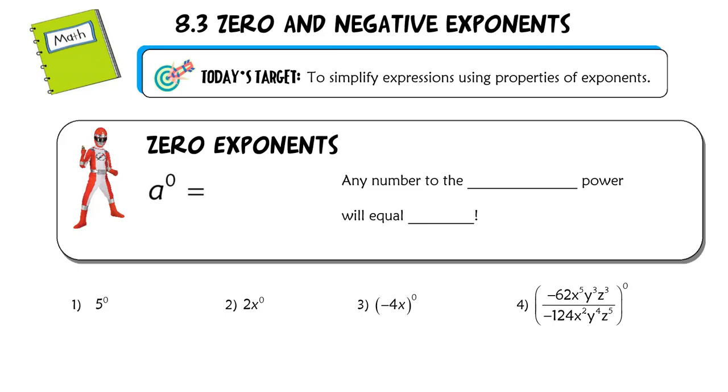This lesson is for section 8.3 on zero and negative exponents. Today's target is to continue to simplify expressions using properties of exponents. So we've got two last properties to learn. The first one we're going to start with is when it's a zero exponent.